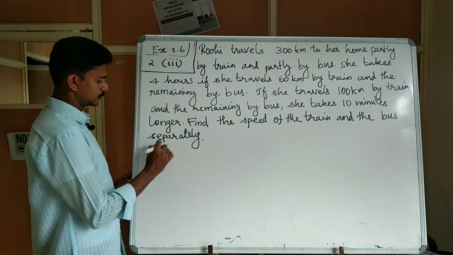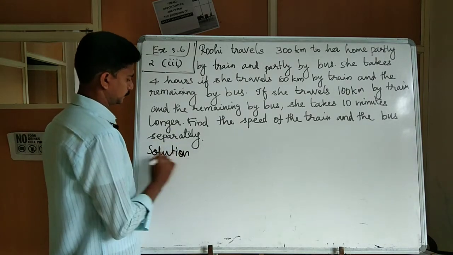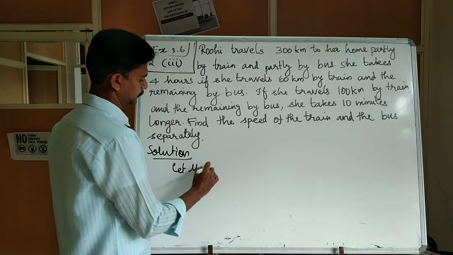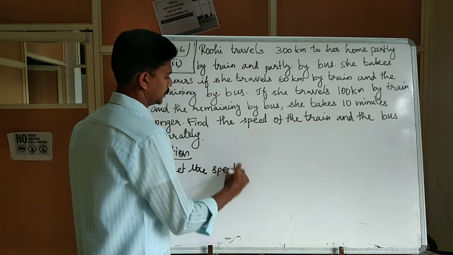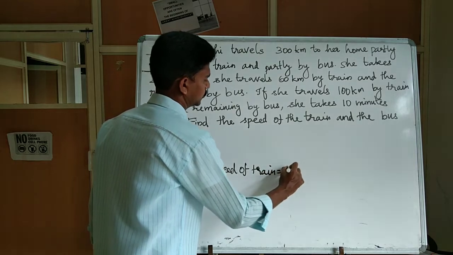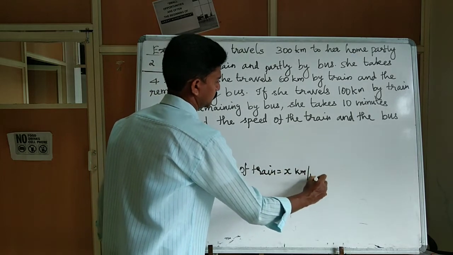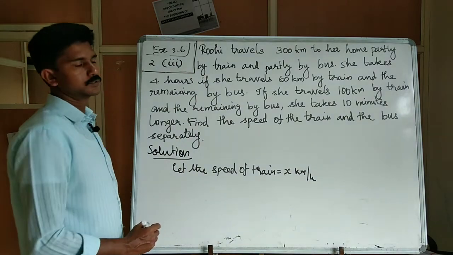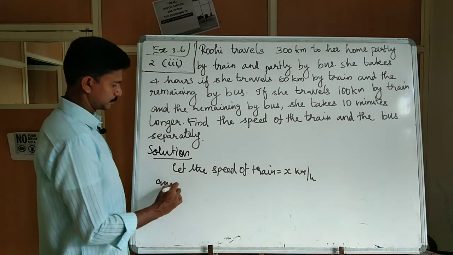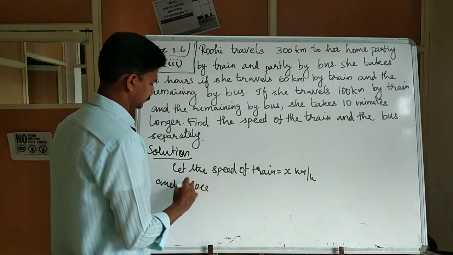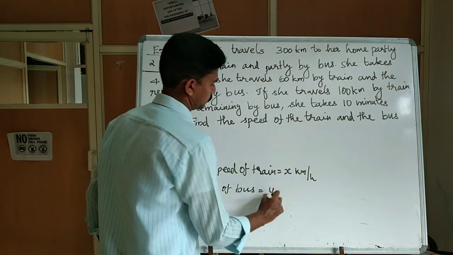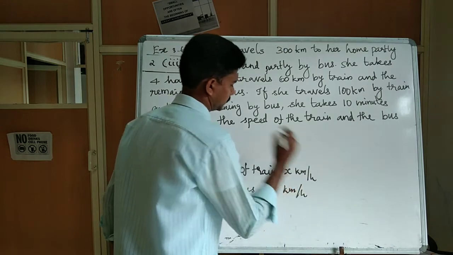So we can write the solution as: let the speed of the train be x kilometer per hour. Since it is given in kilometers and hours, we can convert into hours. And the speed of the bus is y kilometer per hour.